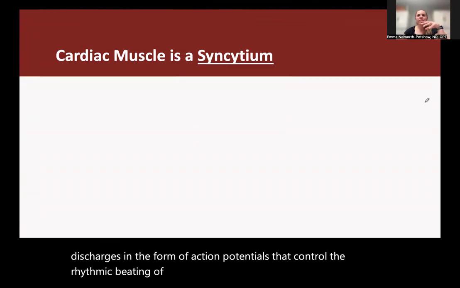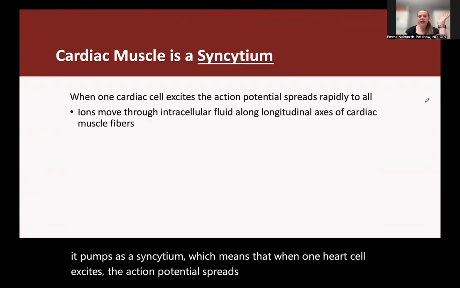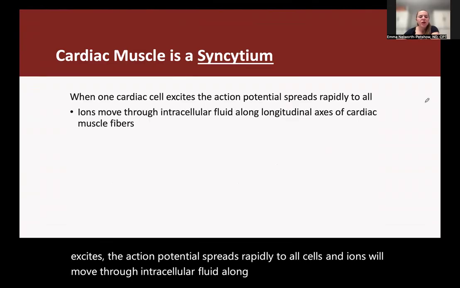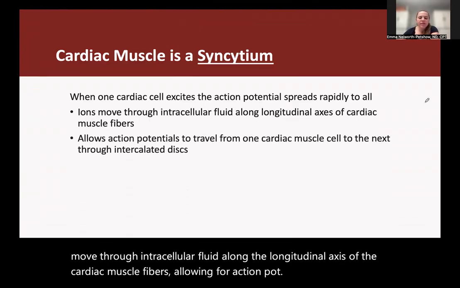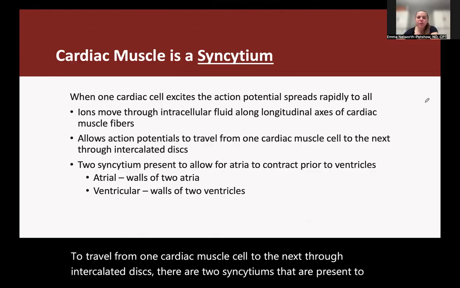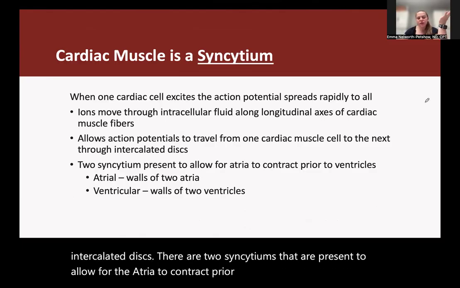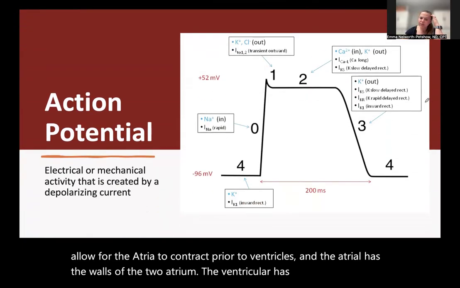When the heart pumps or contracts, it pumps as a syncytium, which means that when one heart cell excites, the action potential spreads rapidly to all cells. And ions will move through intracellular fluid along the longitudinal axes of the cardiac muscle fibers, allowing for action potentials to travel from one cardiac muscle cell to the next through intercalated discs. There are two syncytiums that are present to allow for the atria to contract prior to ventricles. The atrial has the walls of the two atria, and the ventricular has the walls of the two ventricles.